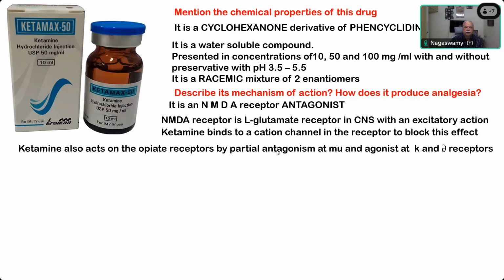Ketamine also acts on the opiate receptors by partial antagonism at mu receptors and agonism at kappa and delta receptors, and that is the mode of producing analgesia. So this produces what is called dissociative anesthesia. The excitation is blocked. Enumerate the uses of ketamine in anesthesia.